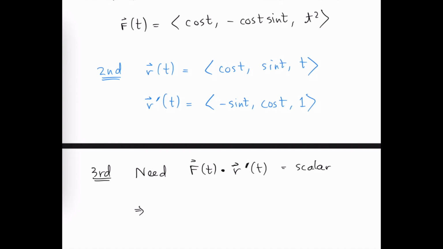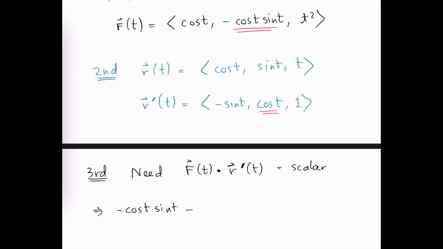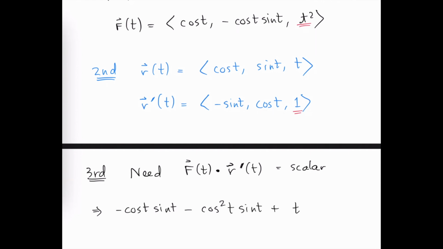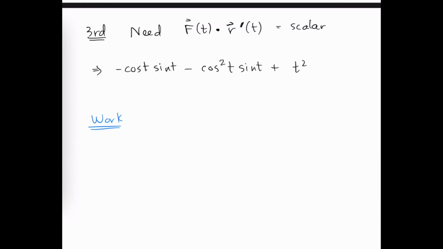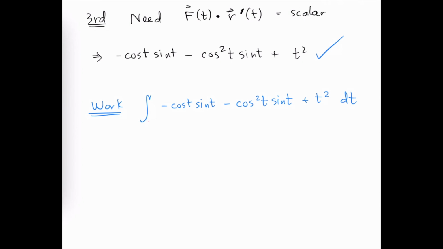So this dot product is cos t times minus sine t plus minus cos t sine t times cos t. So let's then call that minus cos squared t sine t plus t squared times 1, which is just going to be t squared. And now it's time to set up our work integral, where this is our integrand. And the limits of integration, we're going to go from t equal to 0 to t equal to 3 pi. So let's split this integral up and handle each of these pieces individually.